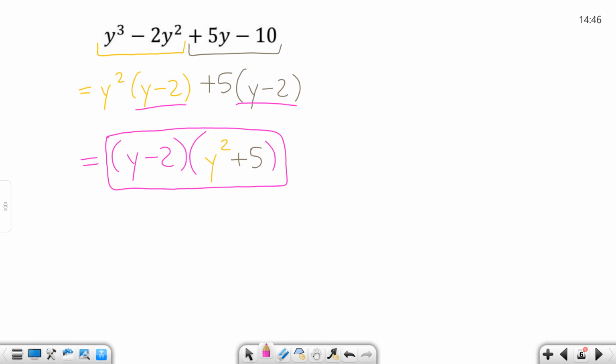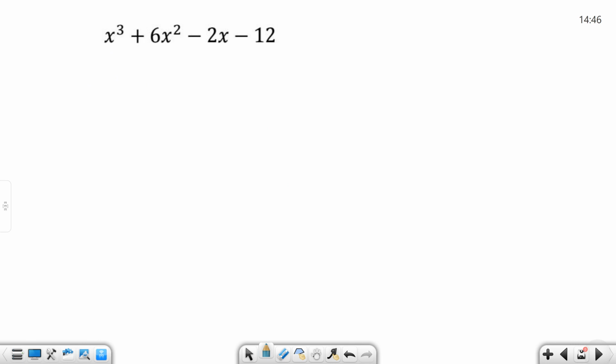Now, I boxed that. I need to talk about it a little bit. My pluses and minuses are in parentheses. They're good, but I have a power bigger than 1. This particular one will not go any further. All right, so y minus 2 times y squared plus 5, and that is as far as this one will go. All right, but sometimes that'll factor further. So as we learn more methods of factoring, just understand that you could have a grouping followed by something else or whatnot.